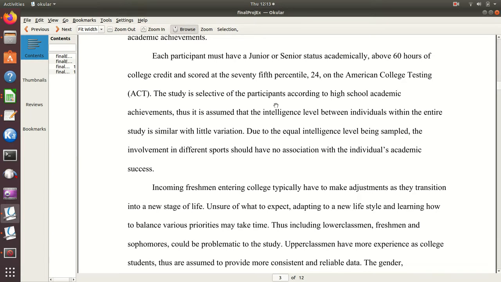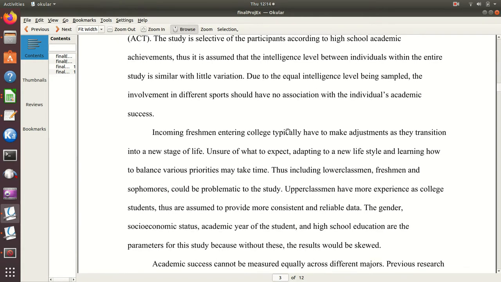And here they try to justify what they're doing, due to the equal intelligence level being sampled. Now, I might say that a little differently, because I don't know that ACT and intelligence are quite the same thing. But they're really getting at academic preparation: what was their high school academic achievement. The ACT is a pretty good guide to that, SAT as well. That's what they're getting at, they're trying to explain that here, and that's a good thing.